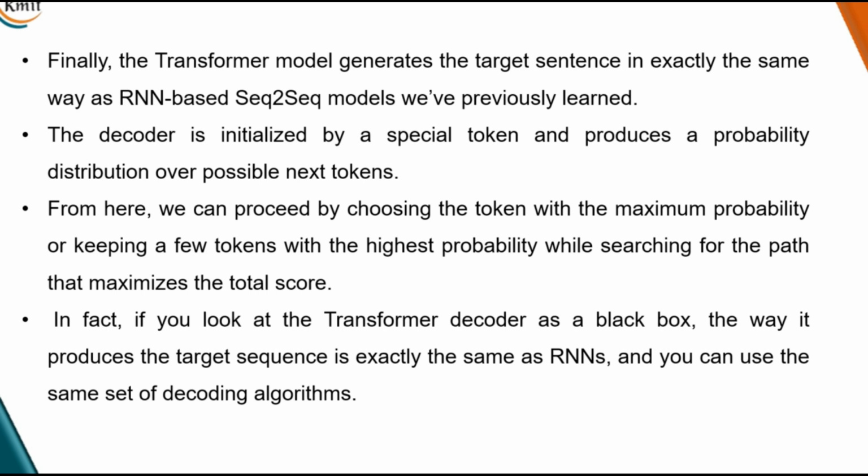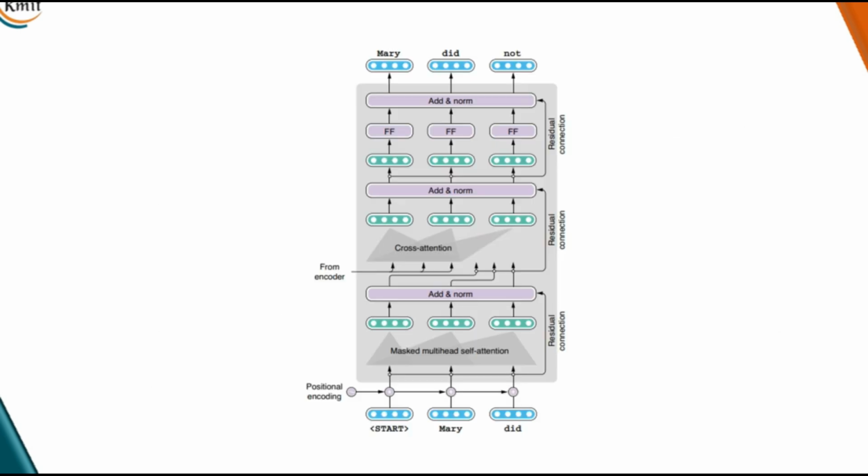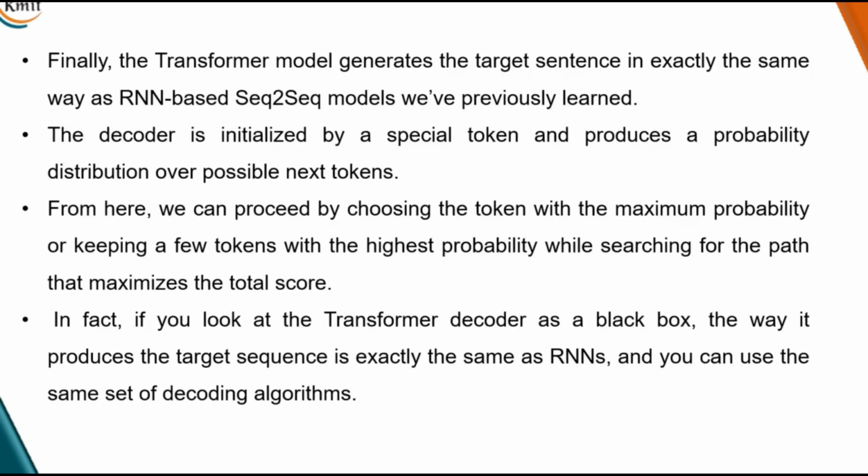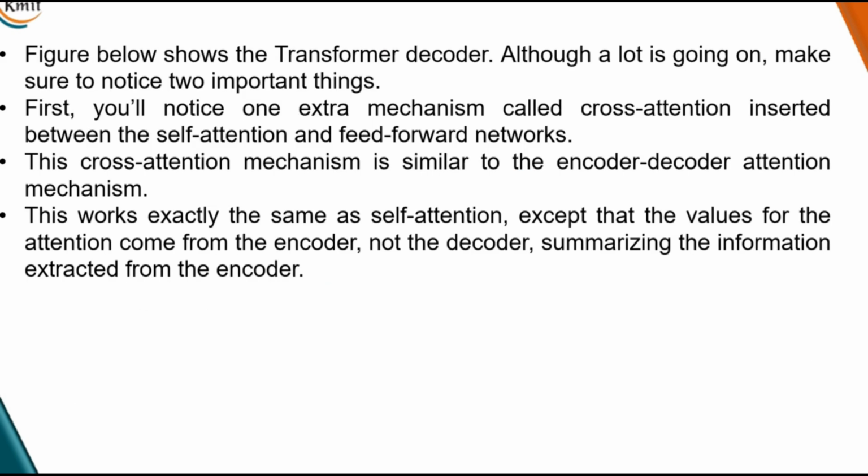Okay. So the decoder here is initialized by a special token and will produce a probability distribution over possible next tokens. That is Mary did not. Okay. So from here we can proceed by choosing the tokens with maximum probability or keeping the few tokens with highest probability by searching for the entire sentence. Okay. So when you look at the transformer decoder as a black box, it simply produces the target sequence exactly the same way an RNN does, except that we have changed the concept by adding cross attention in between self attention and feed forward. Okay. So this is how your transformer works with self attention.